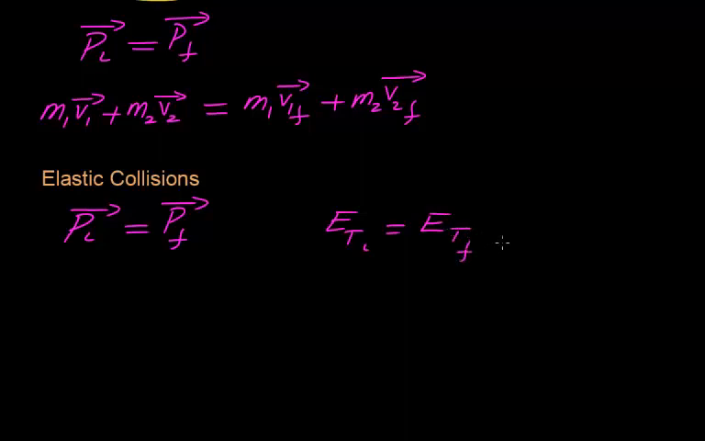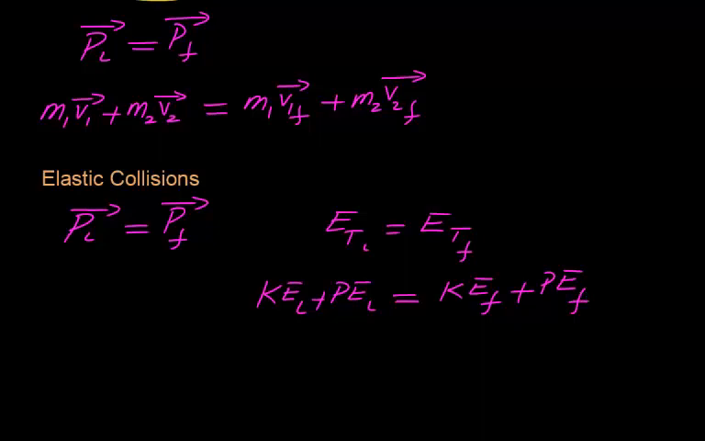What's the total energy? The total energy is a combination of kinetic plus potential. KE initial plus PE initial equals KE final plus PE final. So keep in mind the conserved quantity is the total energy.